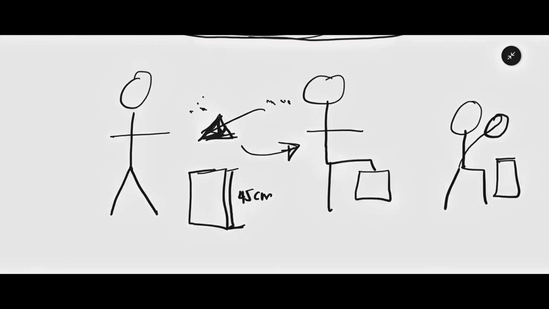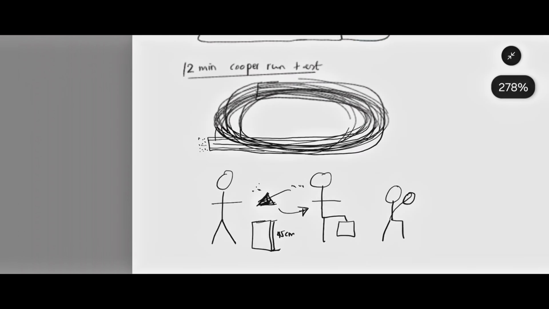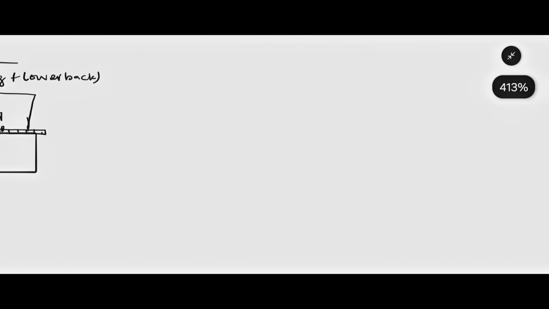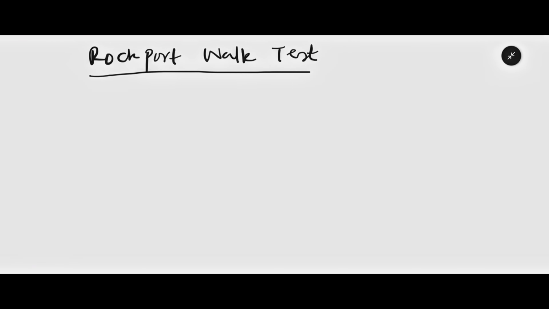Next, we're going to look at the Rockport walk test, which again, we don't need to spend too much time on, because the Rockport walk test, if you watch the Unit 5 video, is basically you walk a mile as fast as possible, you record the time and the heart rate, and you use that to estimate VO2 max. Okay, next.